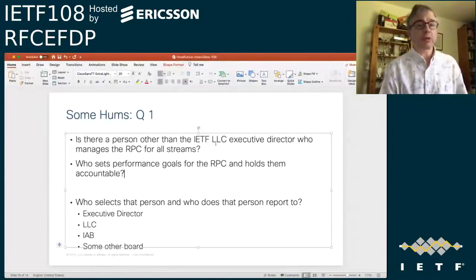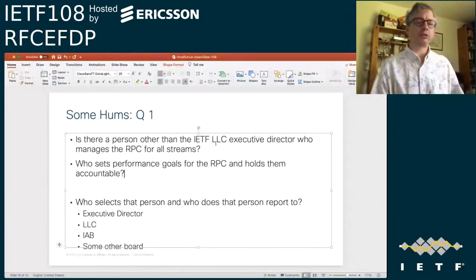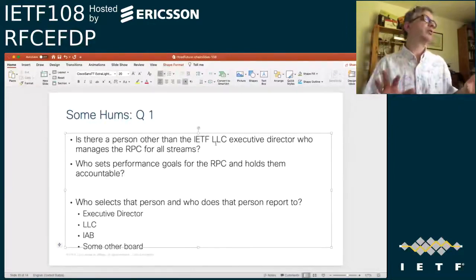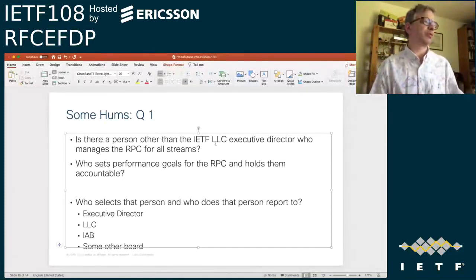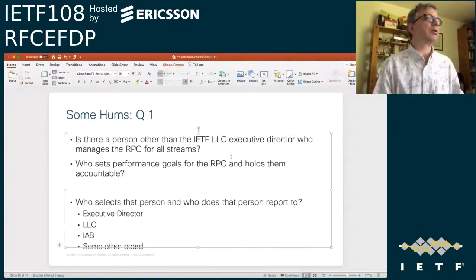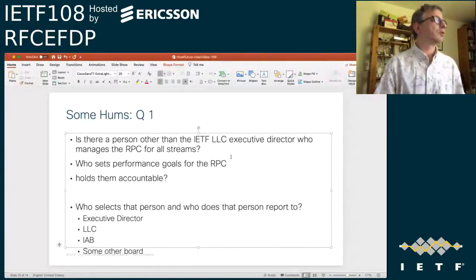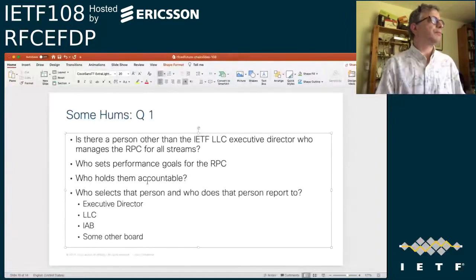I want you to restate again what you're saying, Christian. So you have one part which is who sets performance goals for the RPC and holds them accountable. No, holding them accountable is the second part. Okay. And the performance goals are expressed in terms of defining the metrics of what the RPC shall do.